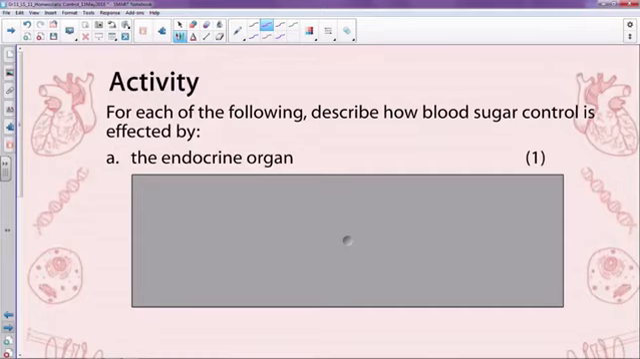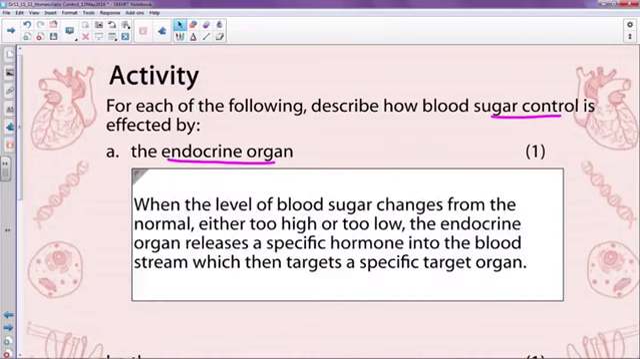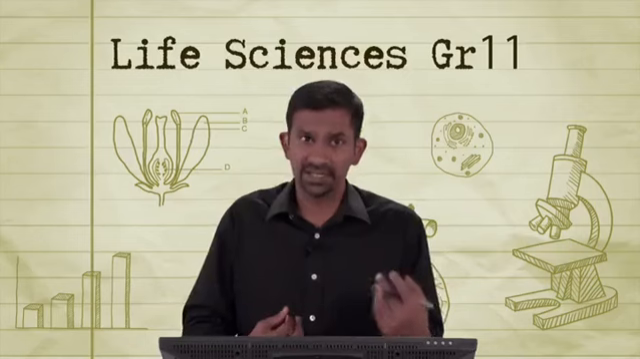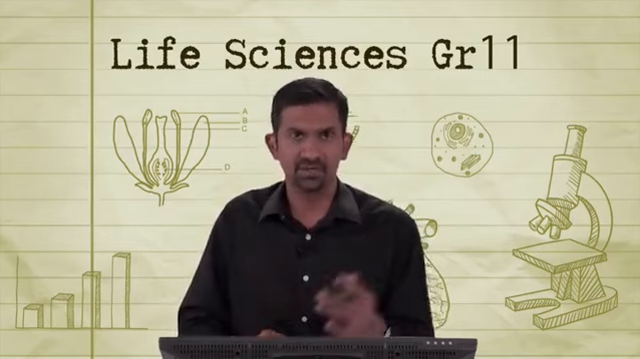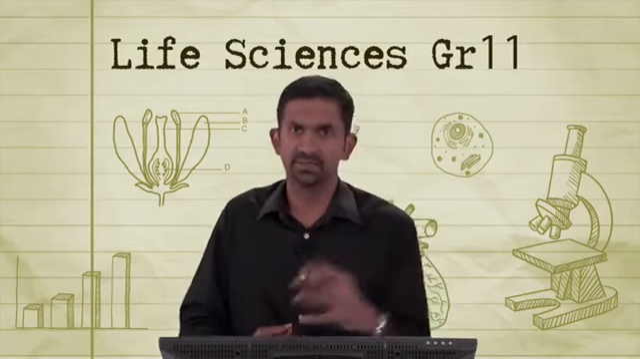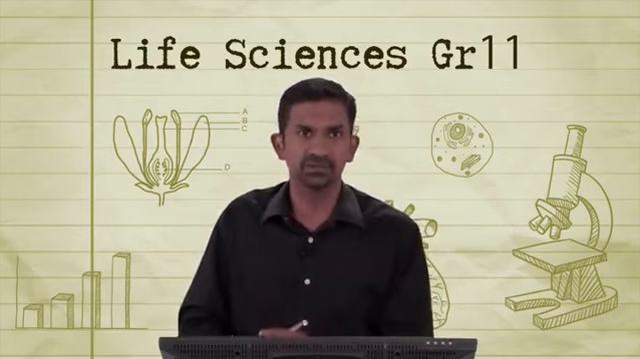So for each of the following, describe how blood sugar level is controlled by the endocrine gland. Remember that the endocrine gland that we're referring to in this case is the pancreas. The receptors are going to identify a high sugar level in the blood. The pancreas will then be stimulated to release insulin. The insulin is then going to go into the bloodstream from the pancreas and then target the liver cells and the muscle cells, allowing them to absorb some of that glucose.